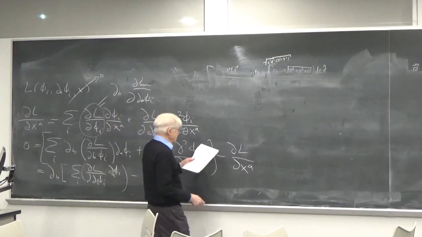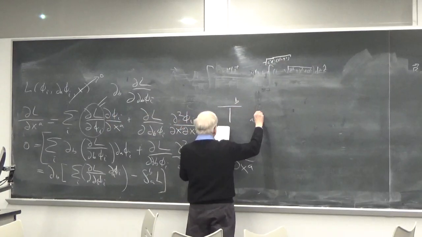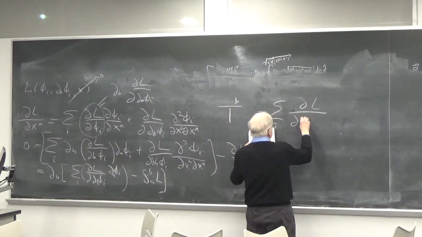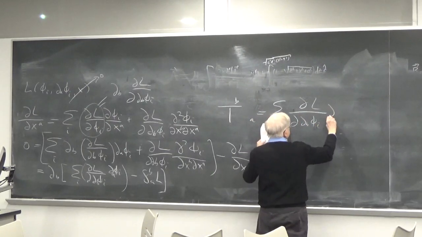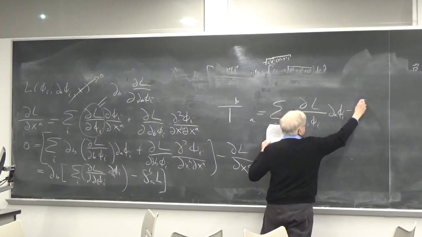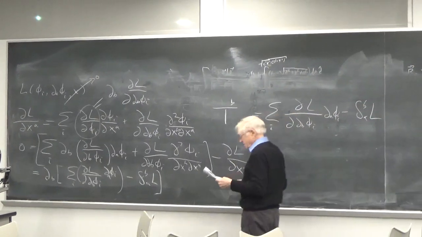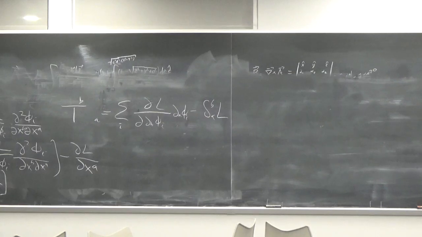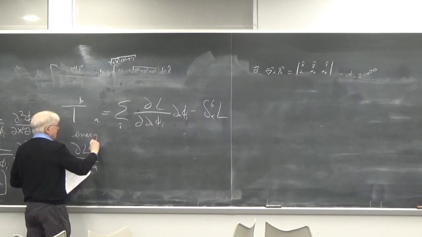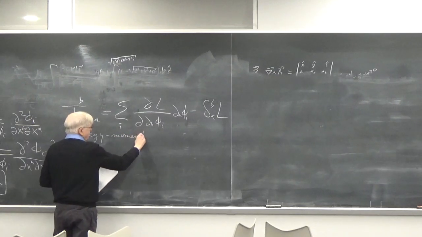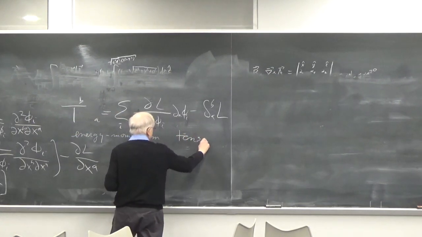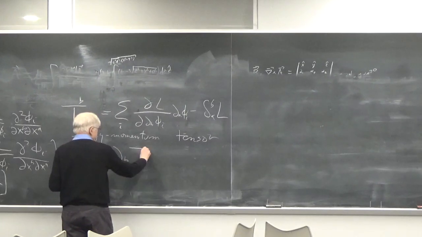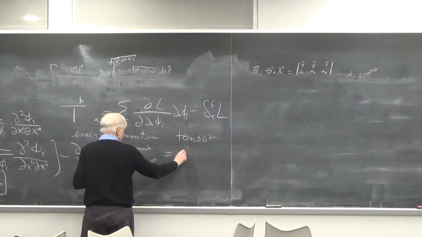This is called the energy momentum tensor. So we have TBA is sum on I partial of L with respect to the B-th derivative of the ith field times the A-th derivative of the ith field minus delta BA Lagrange density. So this is the energy momentum tensor, and it has 0 divergence. The B-th derivative of TBA is 0.